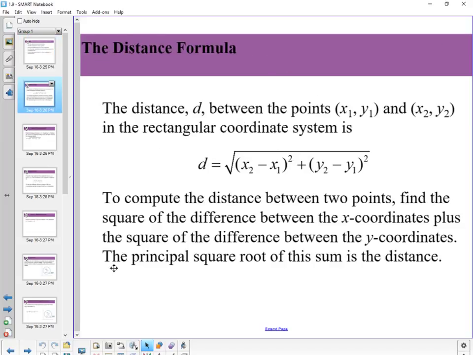Okay. Here is the distance formula. I think everybody's seen that, right, at this point? Yeah. It's horrible.